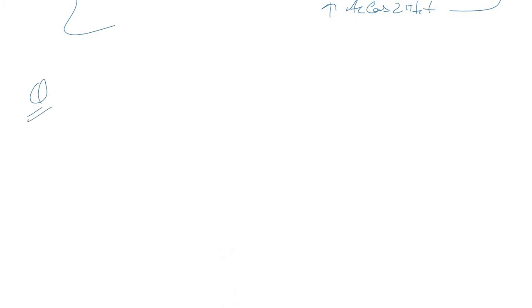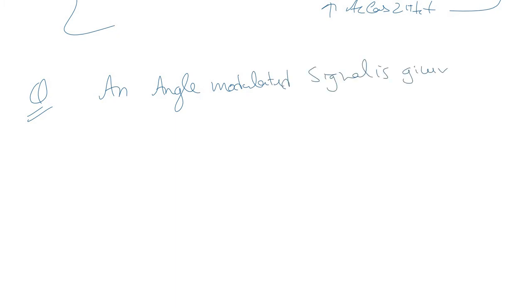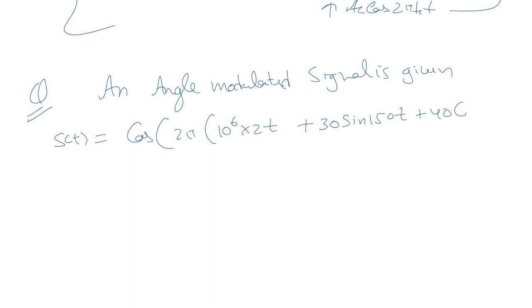Let us do one more important question on this concept. The question is, given that an angle modulated signal is given to us, that is ST. It is cos 2 pi into 10 to the power 6 into 2t plus 30 sine 150t plus 40 cos of 150t.